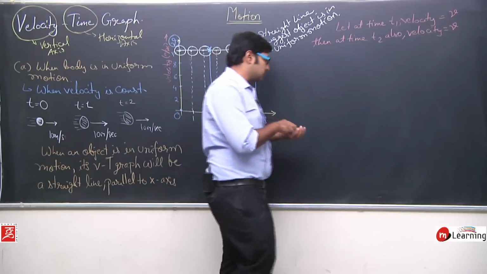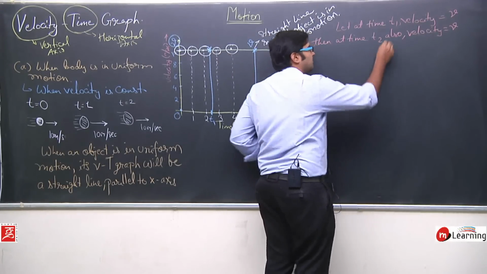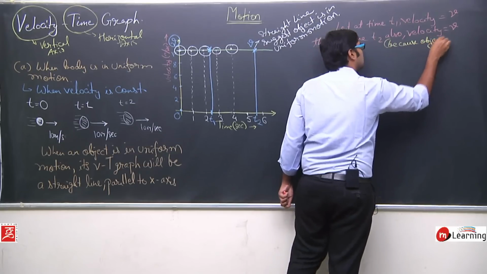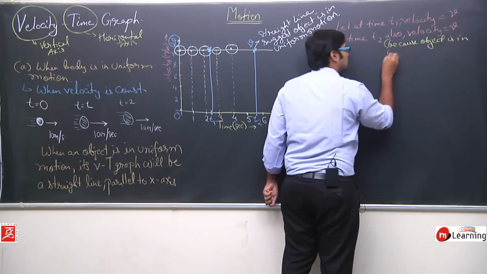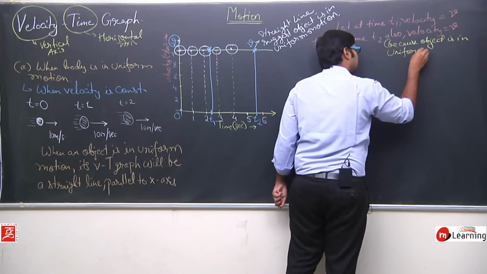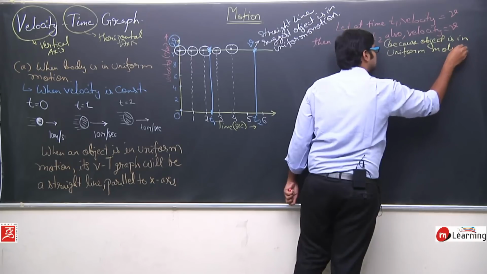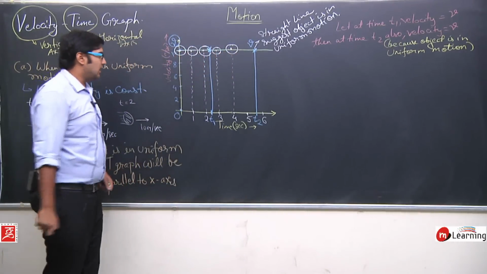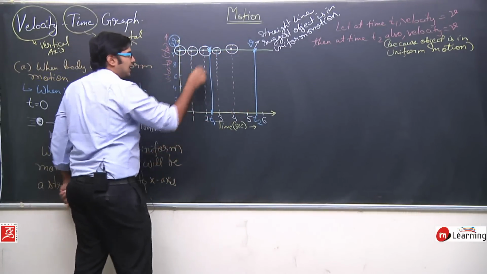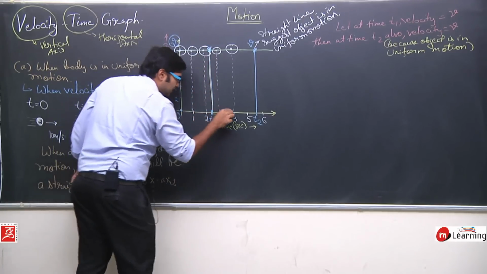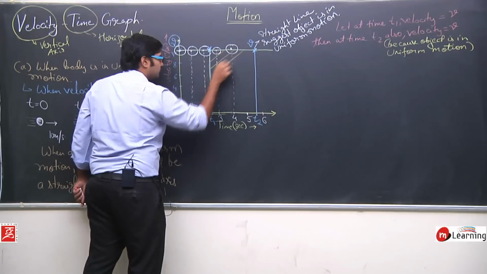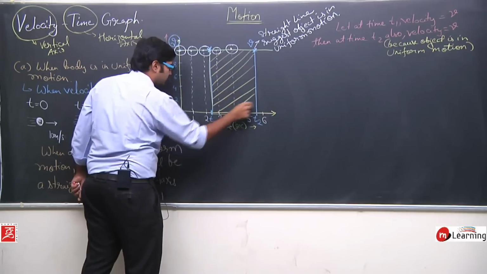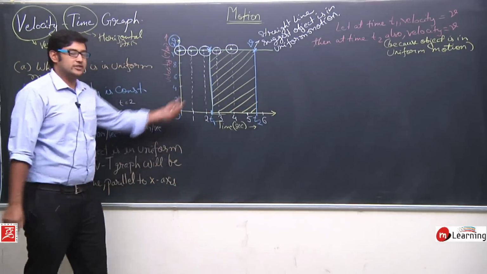Just because the object is in uniform motion, the velocity will remain constant. Now when we draw these two lines, try to observe this graph. Okay, try to observe this curve.